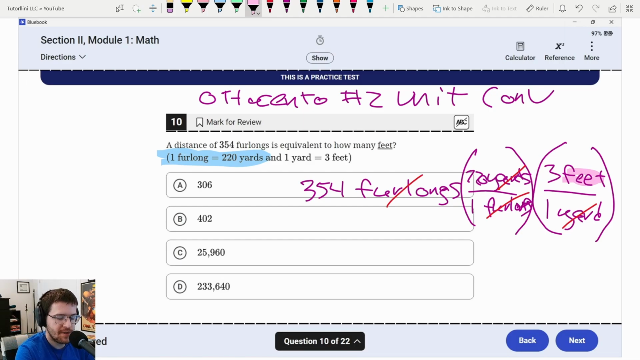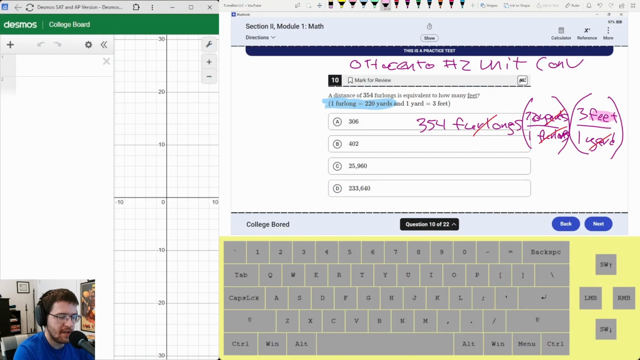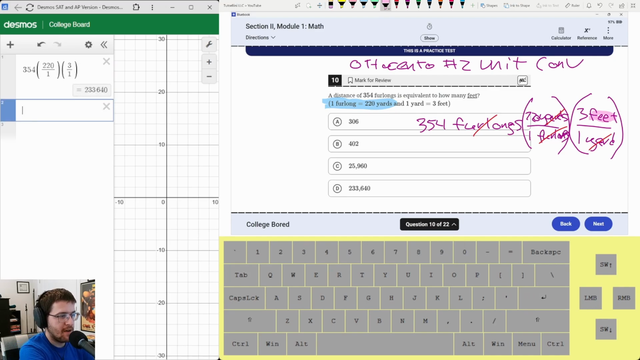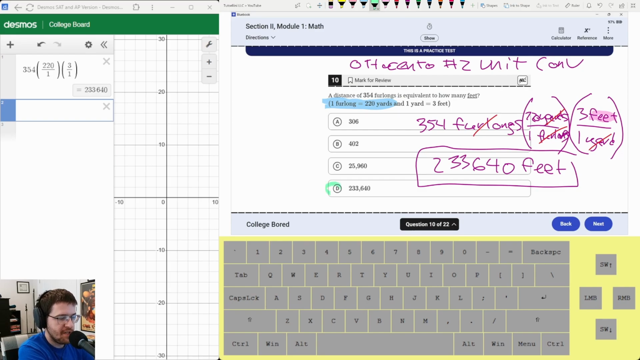What I suggest you do, for every unit conversion problem, even if it seems like an easy one, is type it in exactly as written, because you're going to get harder ones, and you'd hate to do all this work and then get it wrong because you made an arithmetic error. There's no reason not to type in exactly what you wrote down. Garbage in, garbage out. All right, so I'm getting 233,640 feet. And that is looking a lot like answer choice D.